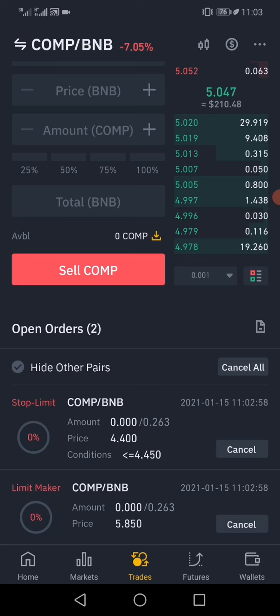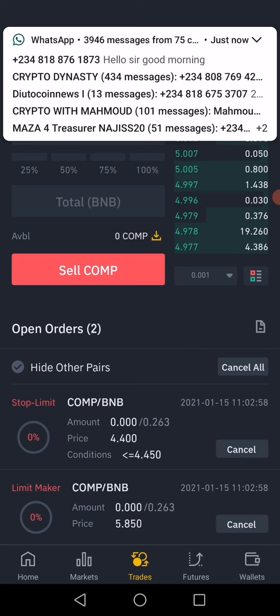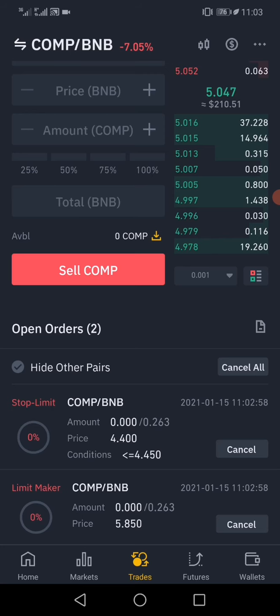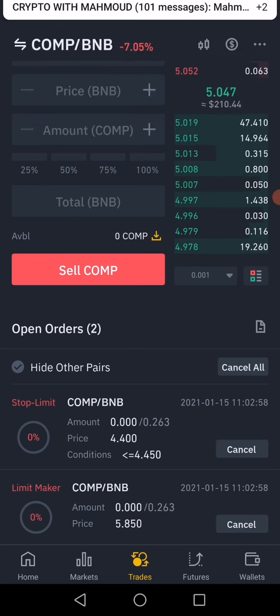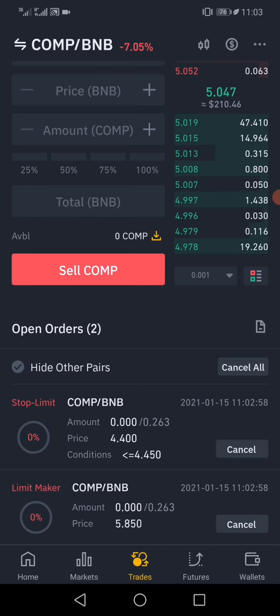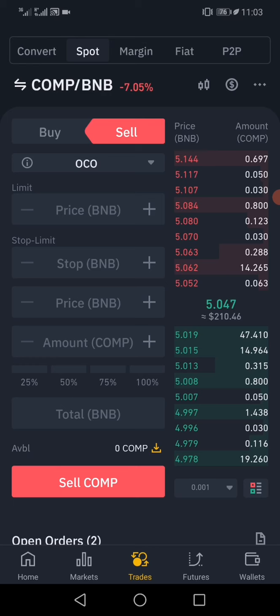So if the limit price should be filled at 5.85, it will cancel the stop limit price. And if the stop limit price is filled, it will cancel the limit price. And that is how these two work. So I believe with this, you can know how to fill in your orders. The last one is the market order.